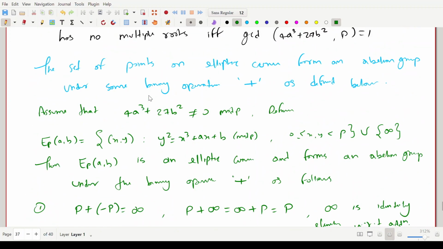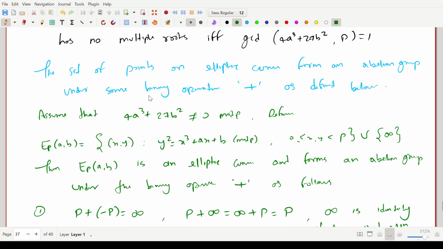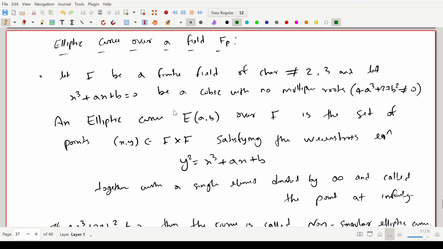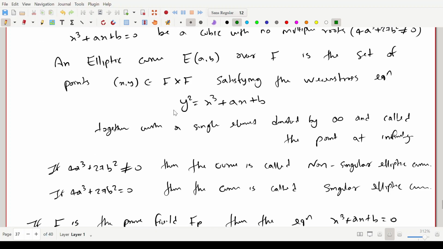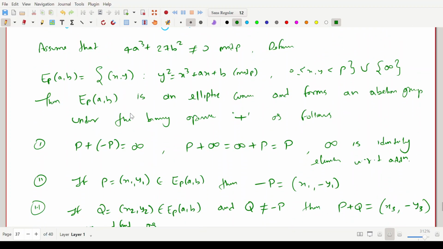In the last class we started with elliptic curve cryptography. I told you how the elliptic curve is an Abelian group under the binary operation addition. Let me quickly recall what elliptic curve cryptography is. First of all, I am defining an elliptic curve, that is the equation y square equal to x cube plus ax plus b on the field F. Then E_{a,b} is the notation which we are using, and this is how it forms addition.